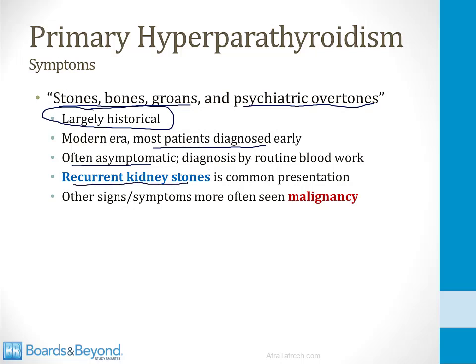Some forms of kidney stones contain calcium, and when you have mild hypercalcemia, one of the first things that can happen is you get kidney stones recurrently. The other signs and symptoms like stones, bones, groans, and overtones, when they are seen, are often seen in the setting of malignancy. Hypercalcemia of malignancy can occur much more rapidly than hypercalcemia from primary hyperparathyroidism, and thus patients can quickly develop a high calcium level, and you will sometimes see all of these symptoms.